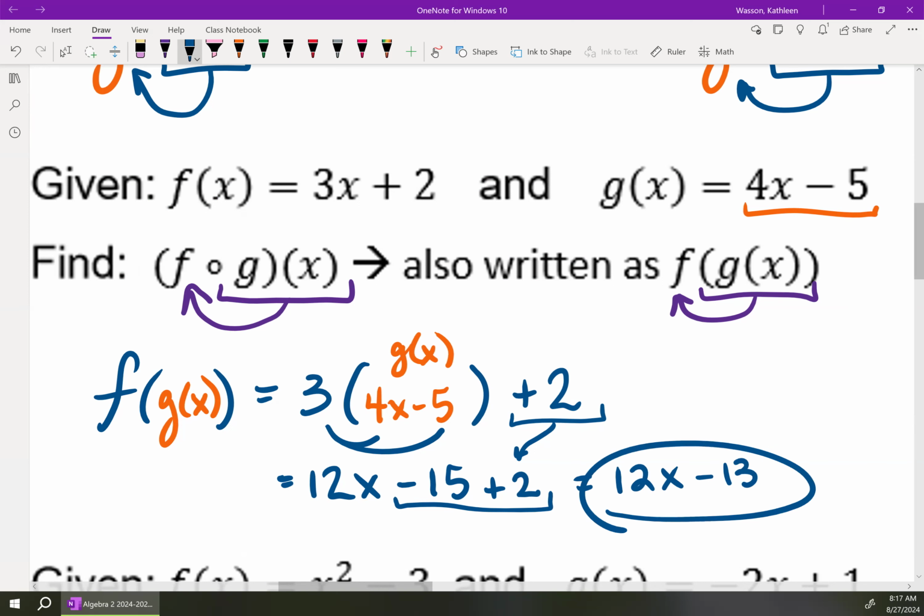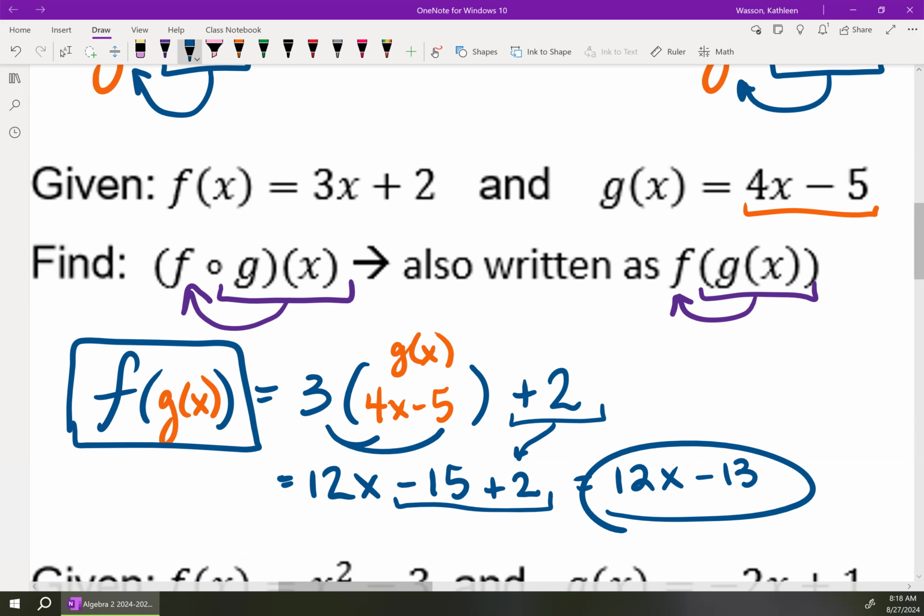So here I've found that f of g of x is equal to 12x minus 13. I didn't get a number answer because I substituted something with x. So my answer has x.